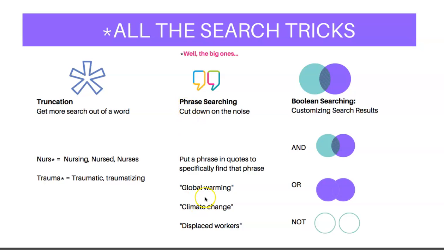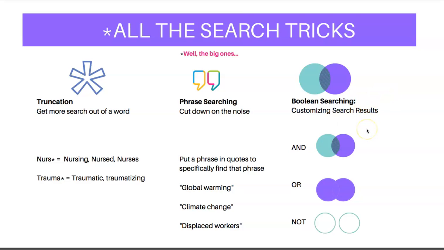Phrase searching. Suppose you have supply chain. You don't want an article that has supply in the title and chain in the third paragraph. You want them together. So to focus that, put that word in quotations, and that will search it as a phrase so it all comes together in one page.